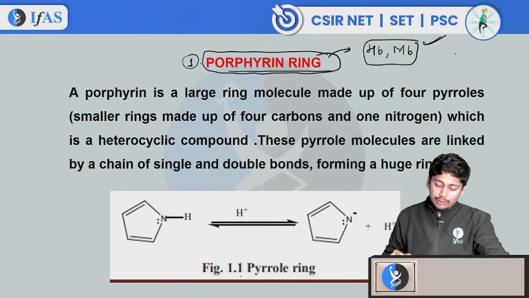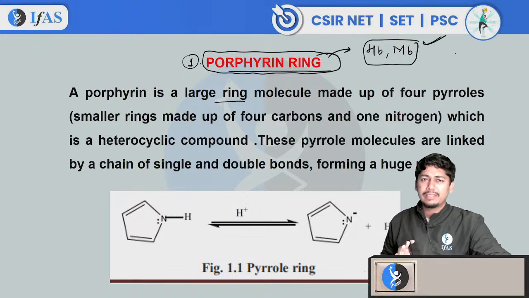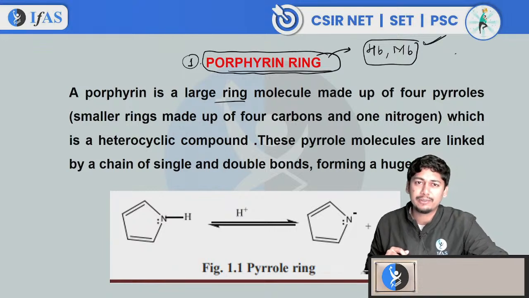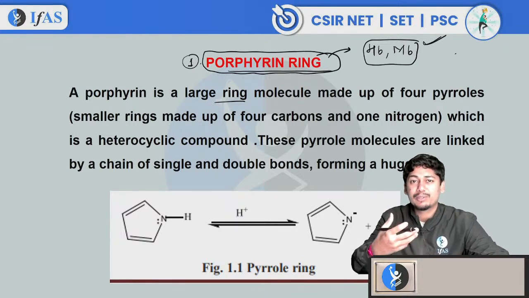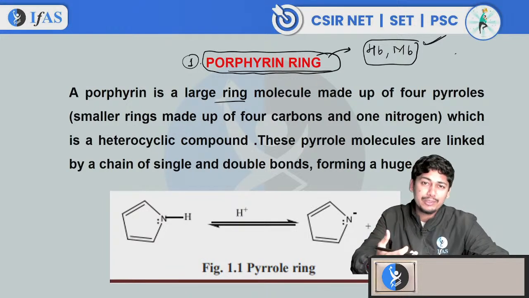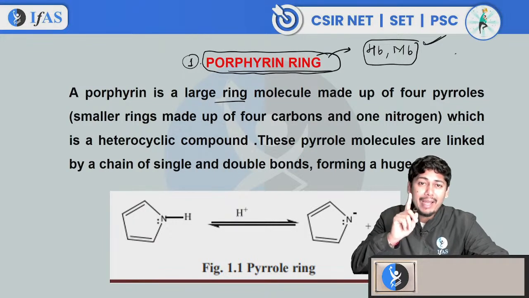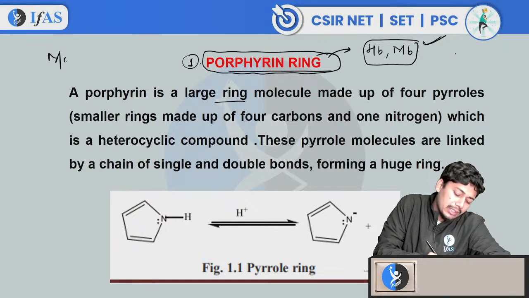Porphyrin ring is a large ring. If you understand coordination compounds, there are different types of ligands. You might come across monodentate ligands, bidentate ligands, negatively charged ligands, positively charged ligands, polydentate ligands, and in that one more type is the macrocyclic ligand.